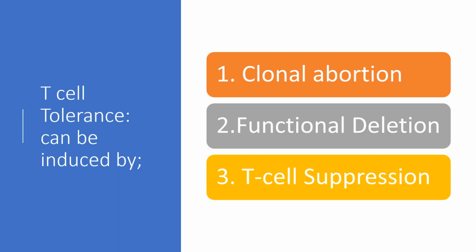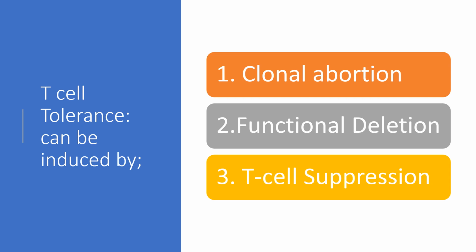T-cell tolerance, on the other hand, can be induced by the following. First, we have clonal abortion. Second, functional deletion, and third, T-cell suppression. Now, for clonal abortion, as with immature B cells, immature T cells may also be clonally aborted. This is when the immature T cell is exposed to low antigen concentration and its maturation is arrested so that the T cell may not respond to that antigen on subsequent exposure.